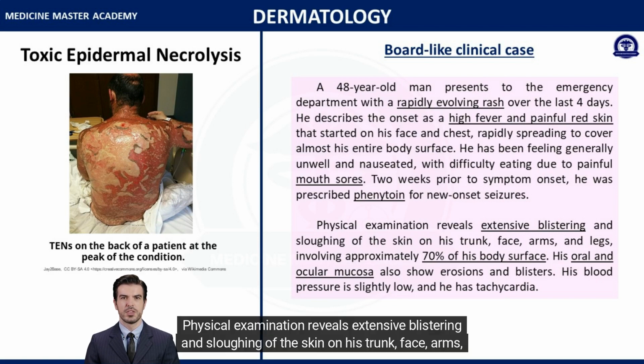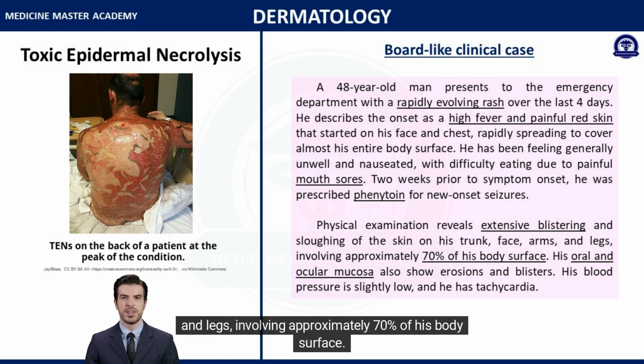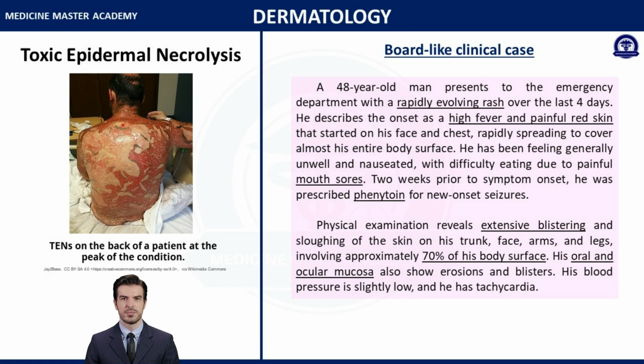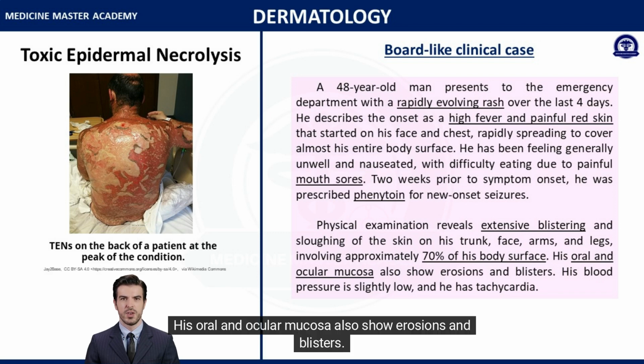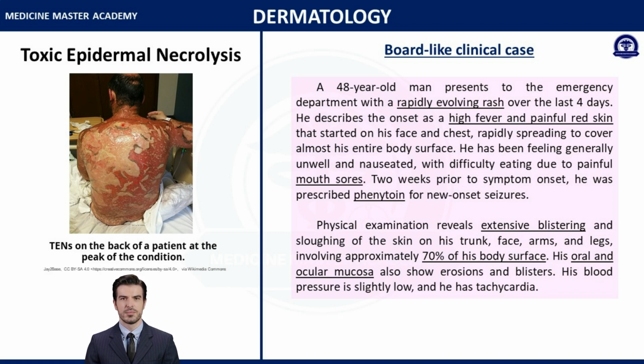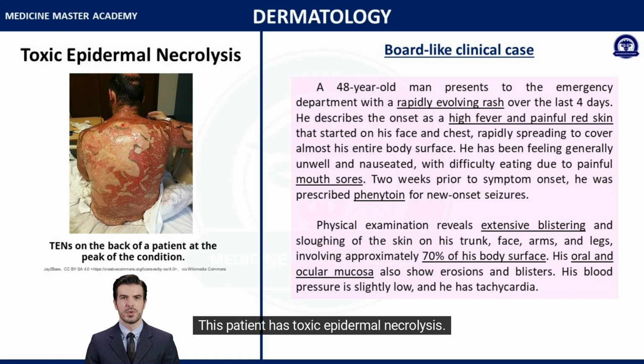Physical examination reveals extensive blistering and sloughing of the skin on his trunk, face, arms, and legs, involving approximately 70% of his body surface. His oral and ocular mucosa also show erosions and blisters. His blood pressure is slightly low, and he has tachycardia. This patient has toxic epidermal necrolysis.